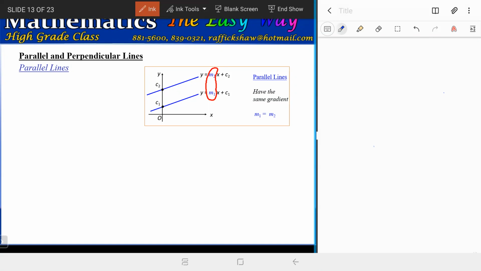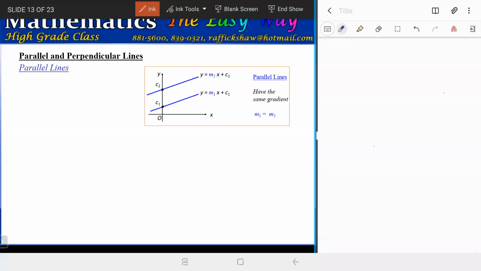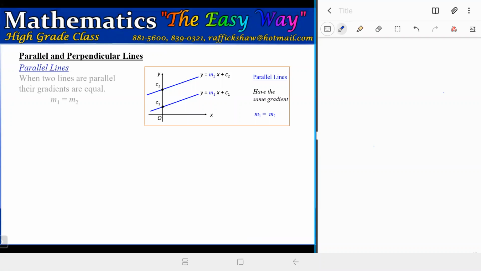So if you know the gradient of one line and you know that there's another line that is parallel, then the gradient of that other line must be the same. This is as simple as that. So parallel lines pretty straightforward. Parallel lines have the same gradient. All right, as simple as that. So this is it.